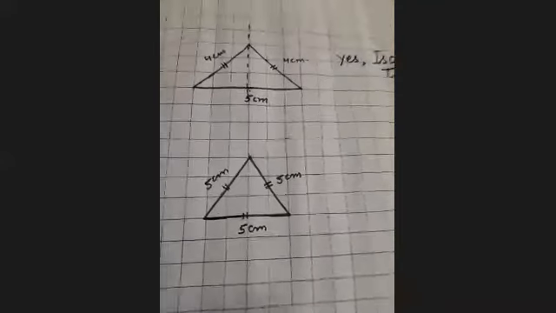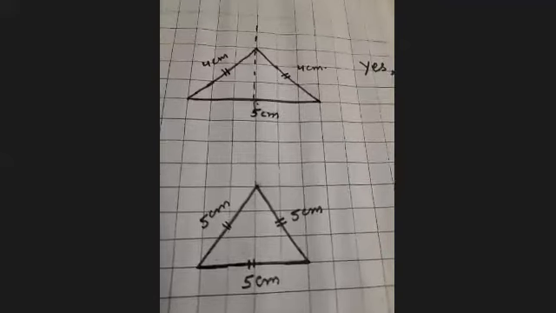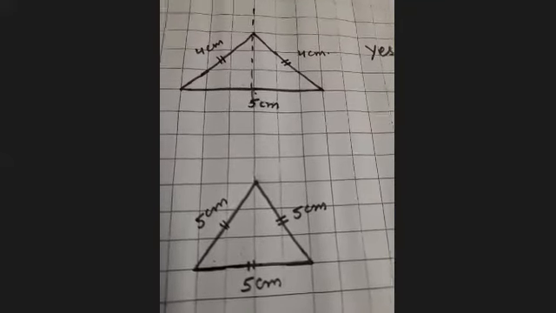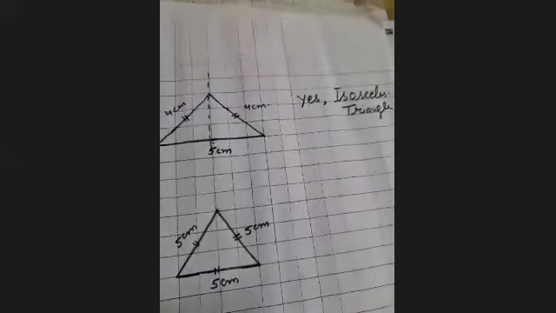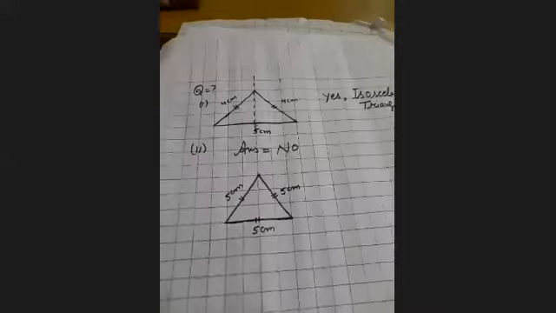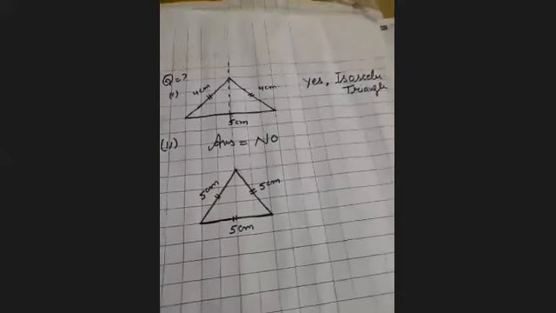Next is 7th question, second part. Can you draw a triangle which has exactly 2 lines of symmetry? Your answer is no. 7th question, second part.